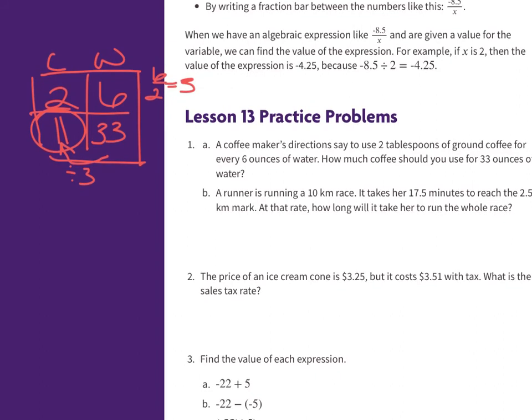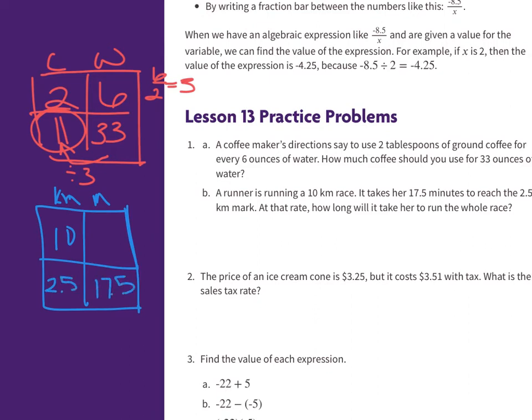So once again, make a table. So if I make this table, I have kilometers and minutes. So 10 kilometers, 2.5 kilometers. It takes her 17.5 minutes to run 2.5 kilometers.